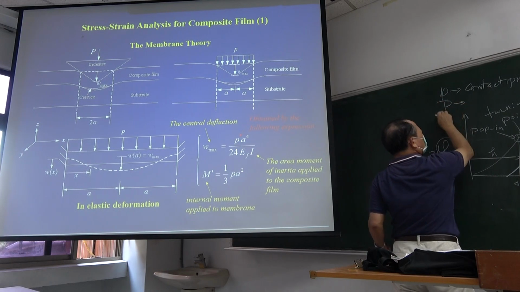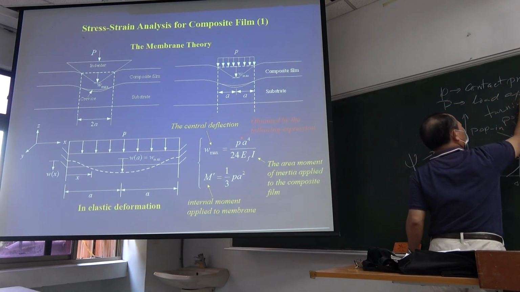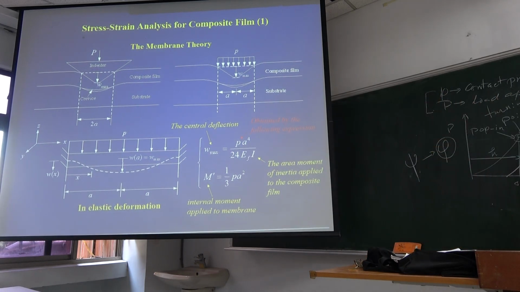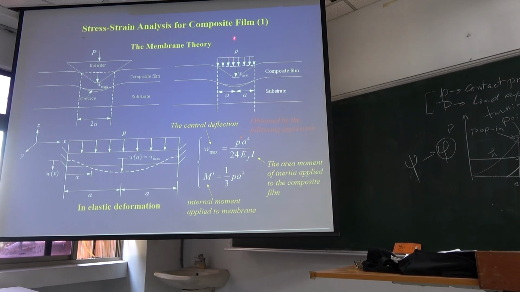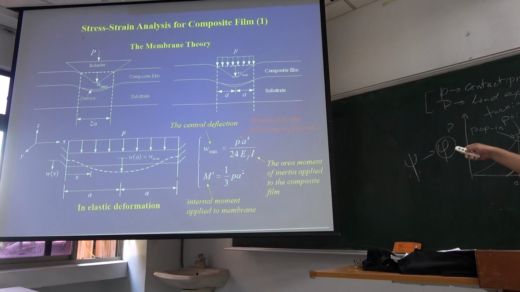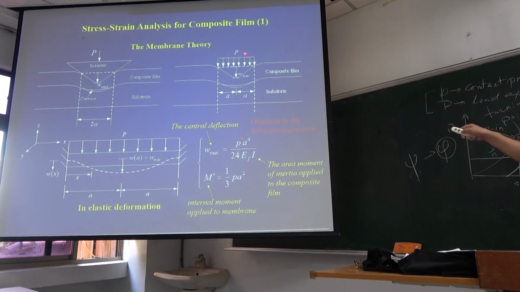Bigger P, or capital P, is the load you apply. Keep in mind, in the midterm I'll ask you. In general, the membrane shear is developed by the contact pressure, rather than the force load. So in this case, we have to establish the relationship between the small p and the capital P.